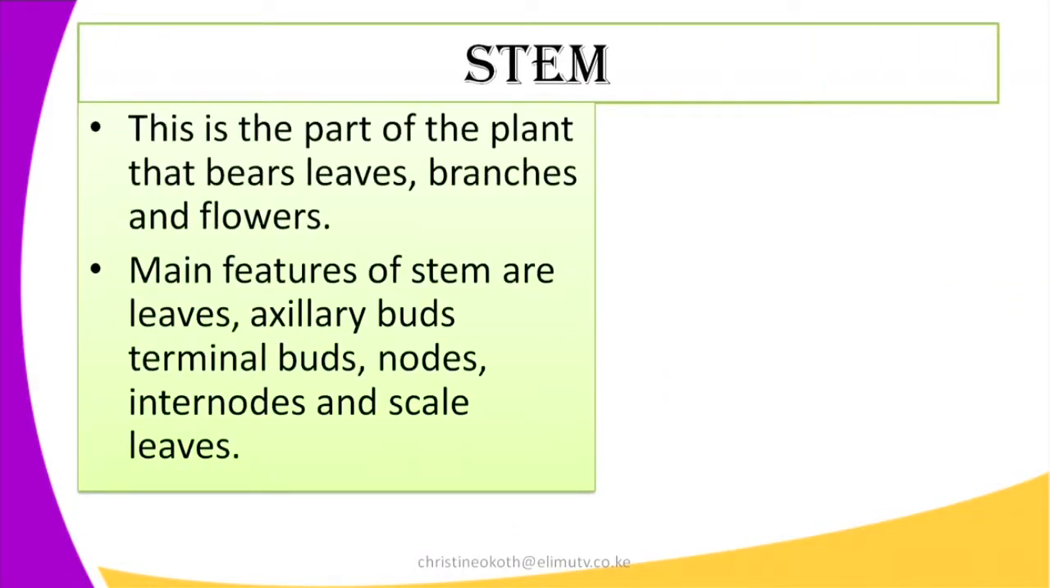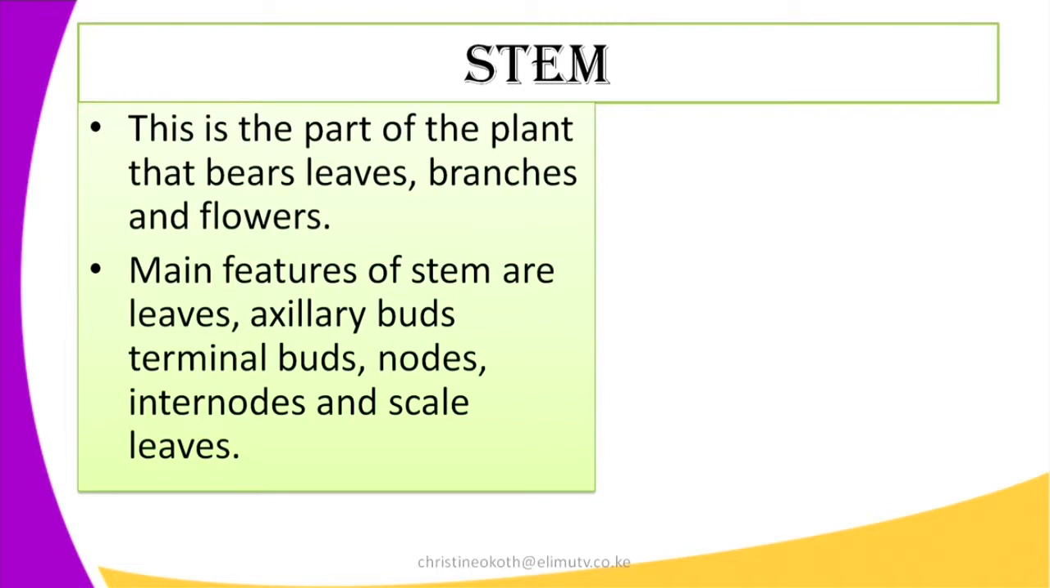So let us start by looking at a stem. In the other lesson, we looked at the leaves, the structure of the leaf and all that. So today we're going to look at the stem. So what is a stem? A stem is the part of a plant that bears the leaves, the branches and the flowers. It is the immediate part just after the root. So after the root is where you get the stem.